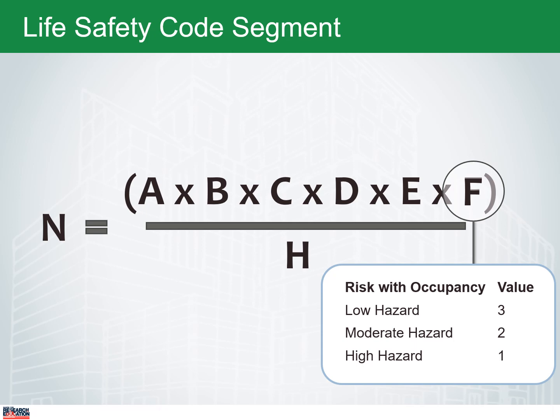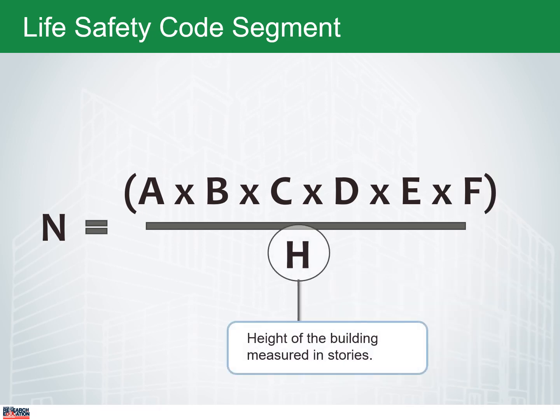Low hazard occupancies, F would equal 3. Moderate hazard occupancies, F equals 2. And then for high hazard occupancies, F would equal 1. Finally, all of those components are multiplied together and then divided by H. H is the height of the building measured in stories.